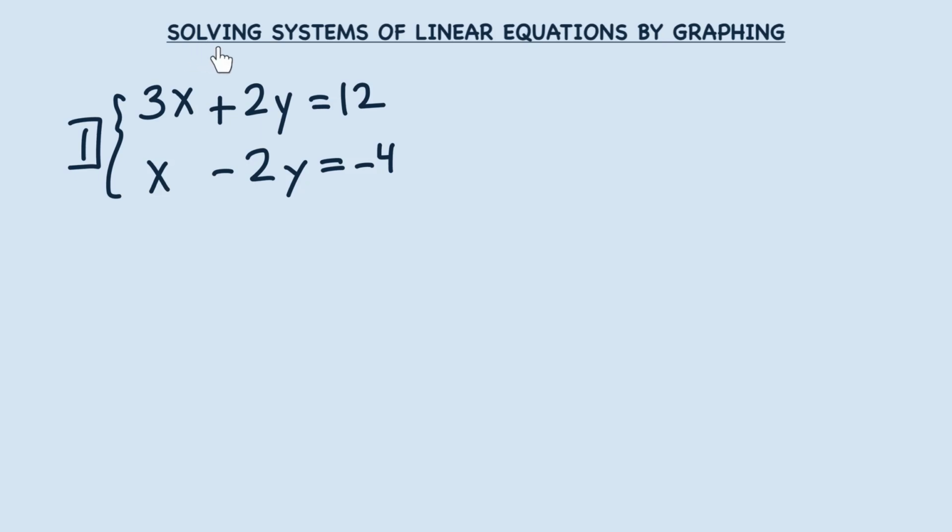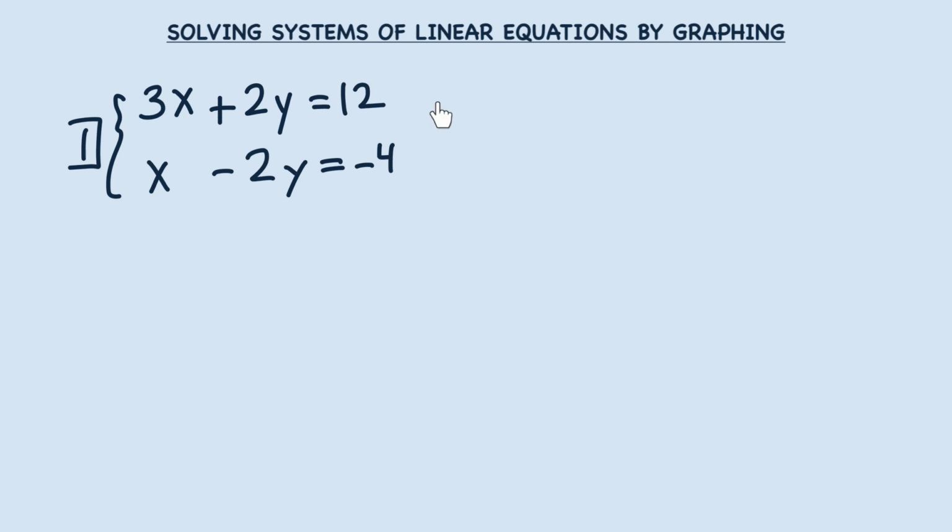In this video, we'll learn how to solve systems of linear equations by graphing. Let us look at the first example: 3x plus 2y equals 12, x minus 2y equals minus 4. The first thing you will notice about these two equations is that they are given in standard form, which is ax plus by equals c.